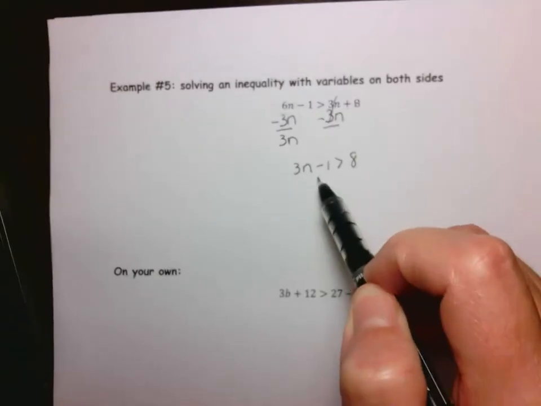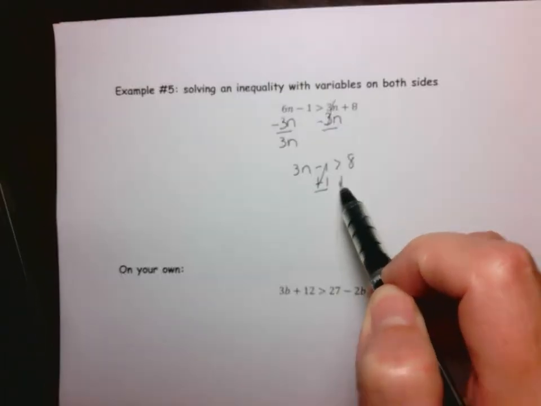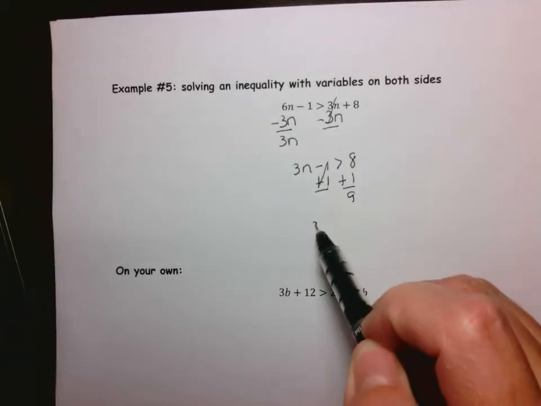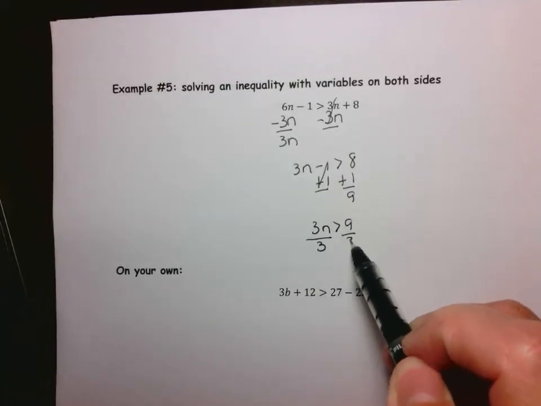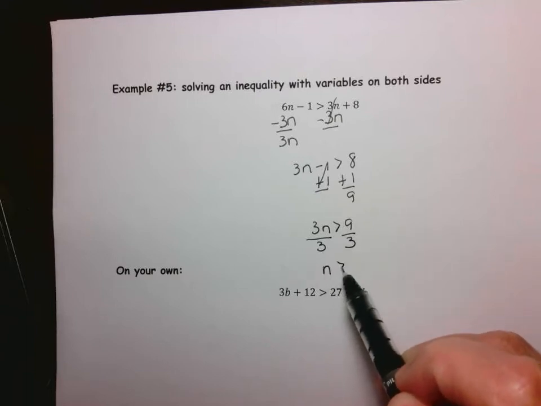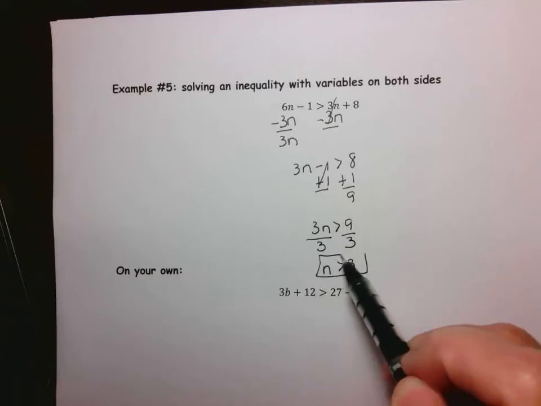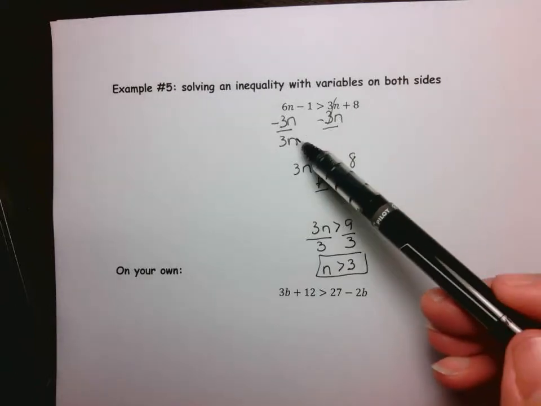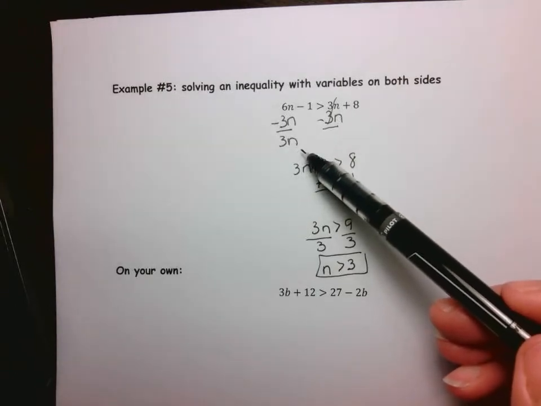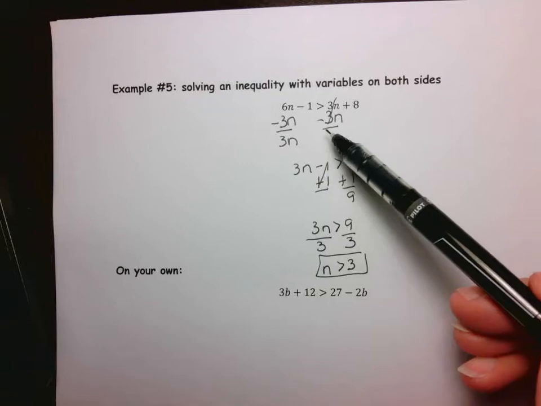Now I'm going to add 1. And then I'm going to divide both sides by 3. There's no sign flippage because I did not divide by a negative number. Again, how many lines should this have taken me? 1, 2, 3, 4, because we always want to skip a line in between operations that you're doing.